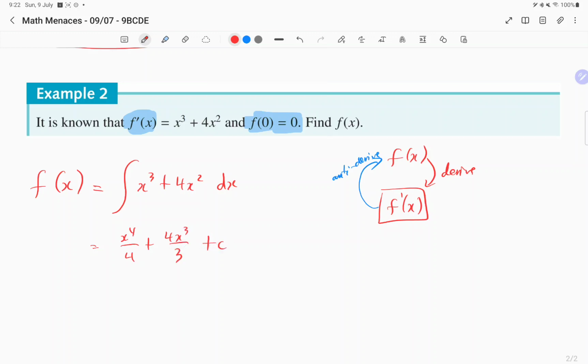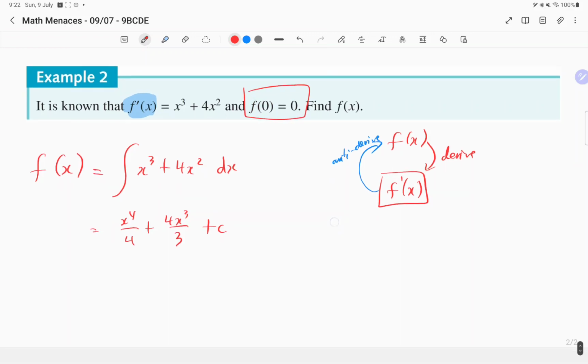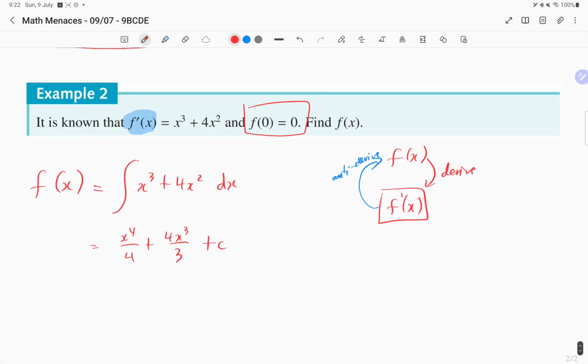Okay, so far so good, but what do we do with this information here? Oh, wait. f of 0 equals 0. What do you guys think it will be used for? Which are to prove that you got the right one? No. Find the constant. Find the constants. Very good. So use f of 0 equals 0.